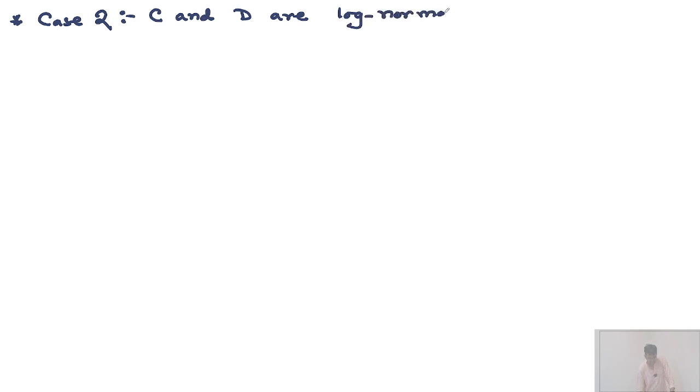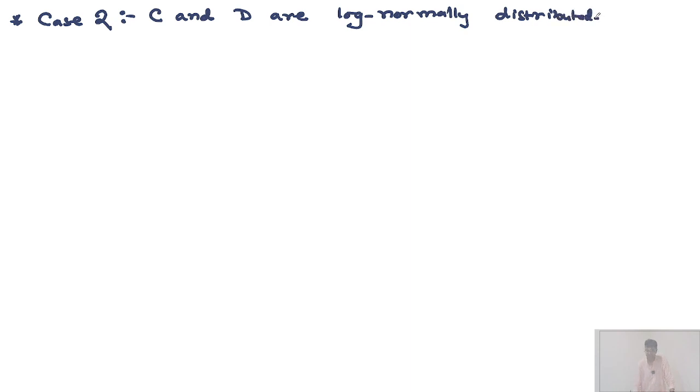Okay, let us take one more case. And in this case, we will consider that D and C, they are log normally distributed. C and D are log normally distributed. Now, can someone tell me what is log normal distribution?